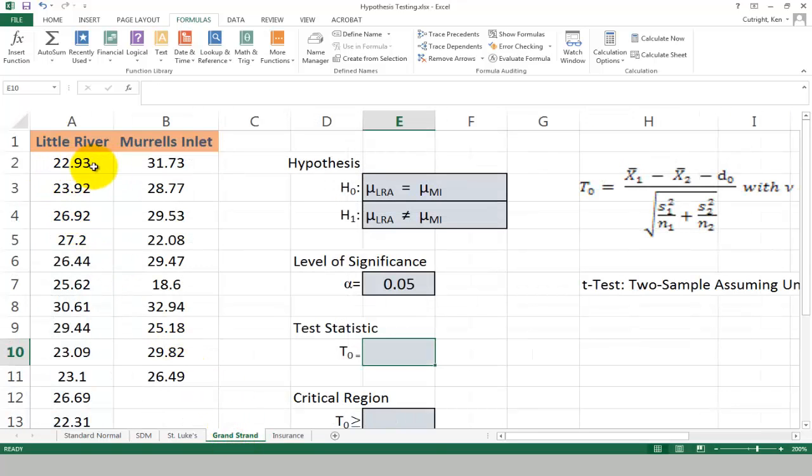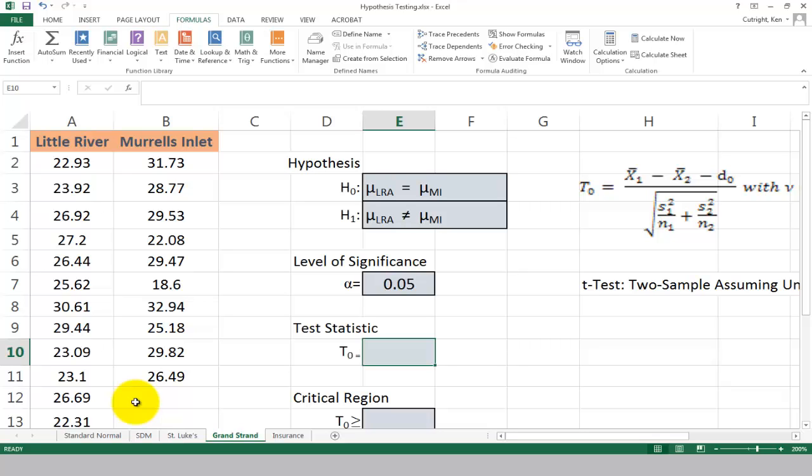This data is not paired. We don't have anything that we're collecting the data on. That's one thing. The second thing is, if the data is paired, it has to have the same number of observations in each of the samples. This doesn't. Even if it does, though, that doesn't mean it's paired. You still have to be collecting the data on a single entity.